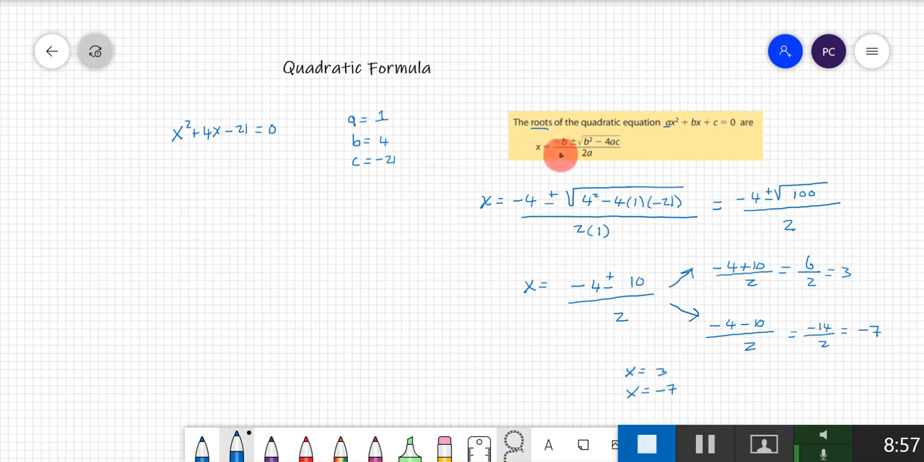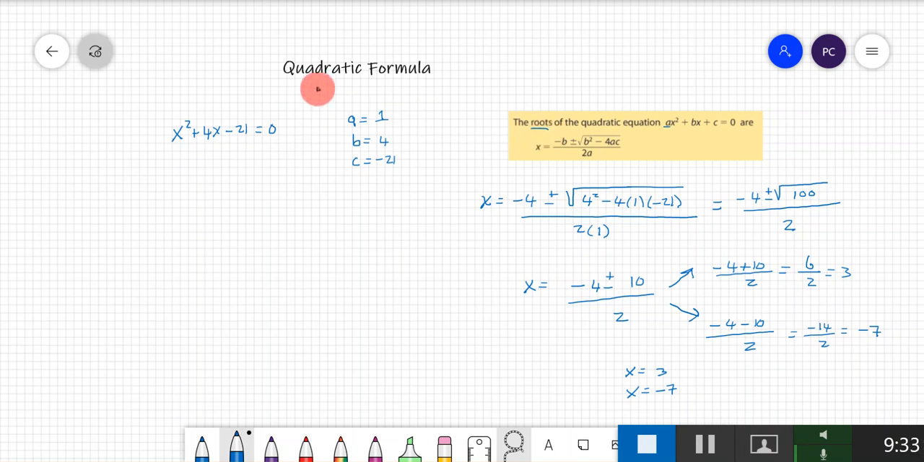So what does that mean then? What do we mean by the roots? Well, it means that this formula tells us the values that we can substitute into this expression. For example, if I was to take this value of 3 and substitute it in here, you'll find that this expression here will equal 0. If I was to take x as minus 7 and substitute minus 7 into this expression here, it would equal 0. So that's what we mean by finding the roots of a quadratic equation.